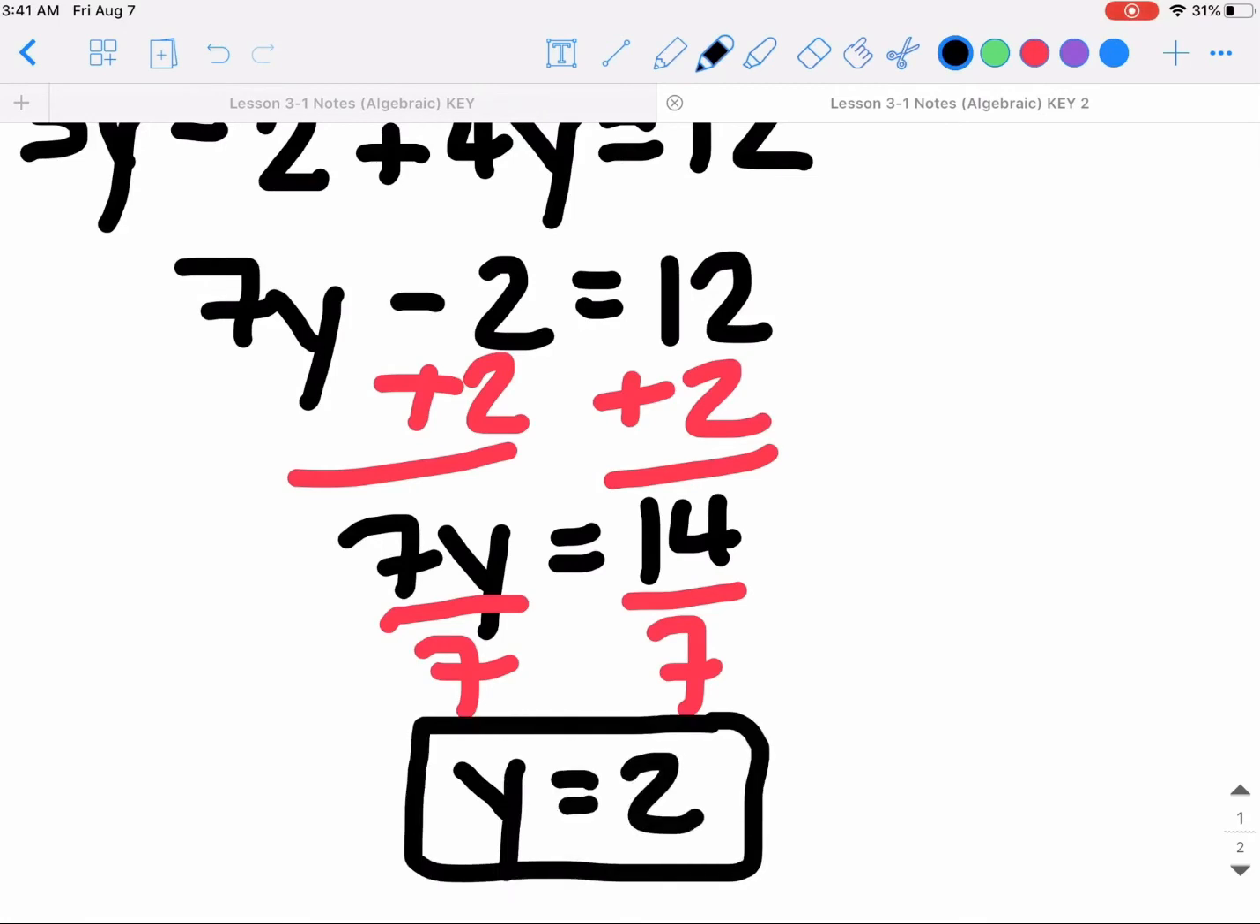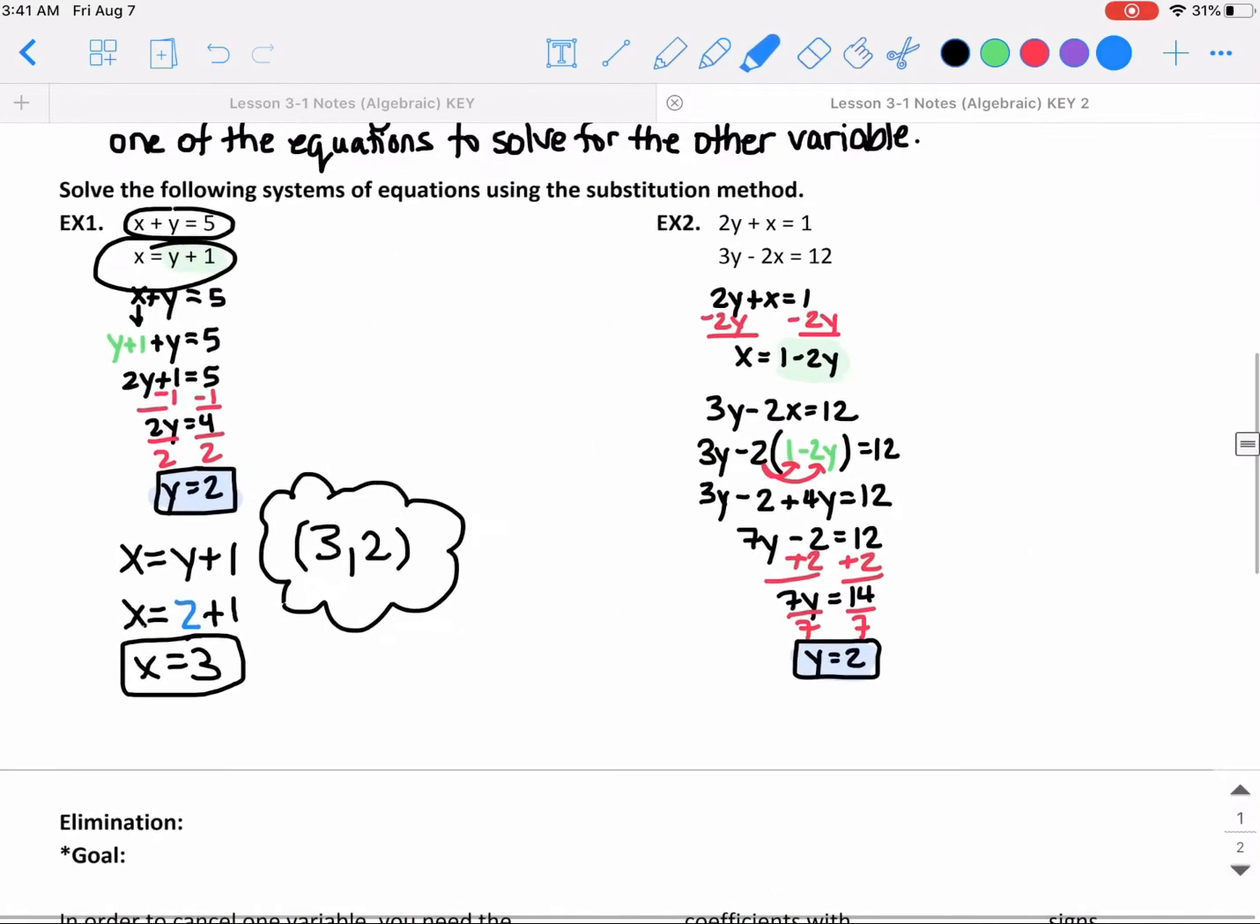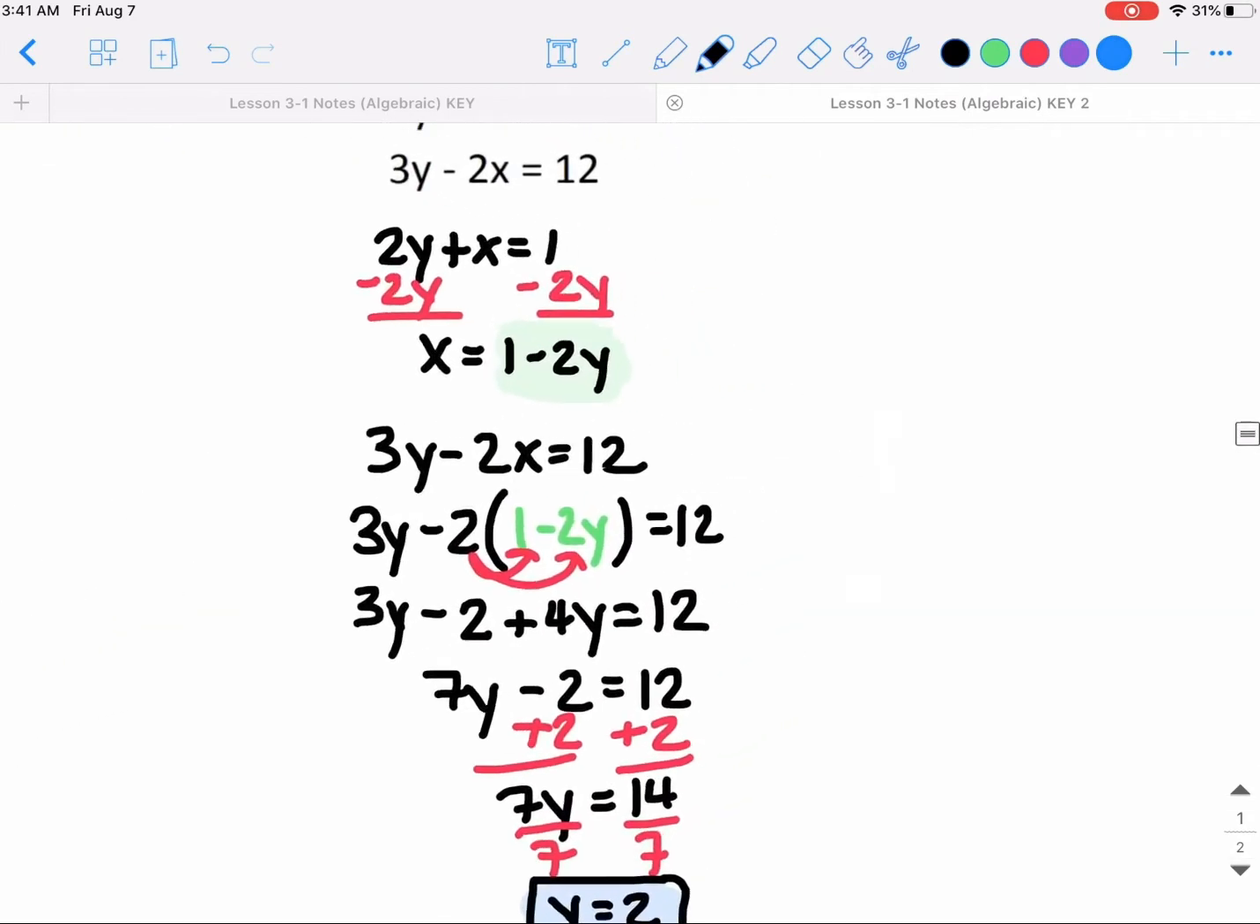So I've got y is equal to 2. That's one of my variables solved for. And I still need to know what x is. So I'm going to take one of the equations that I have, and I'm going to plug in y is equal to 2 and see what I get for x.